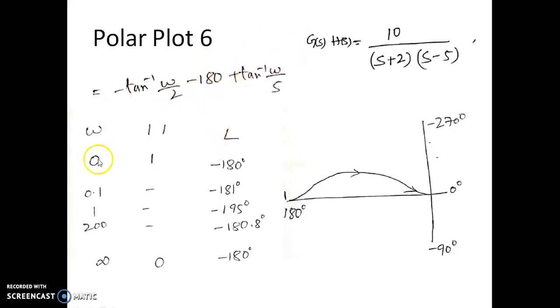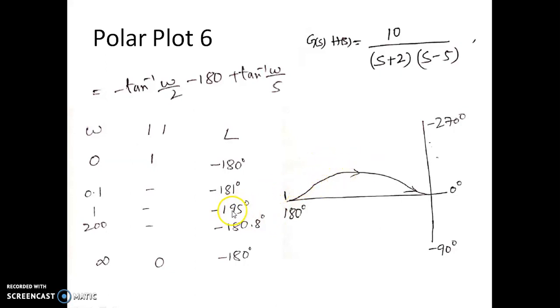You can see when omega is equal to 0, it is minus 180. When omega is equal to infinite radian per second, then also the phase is minus 180 degree. So in between 0 and infinite omega, the phase changes actually in the second quadrant. You can see this is the first and the second quadrant, because in the second quadrant the angles we have are minus 270 and minus 180. Since it is between minus 180 and minus 180, it actually goes in this quadrant only.